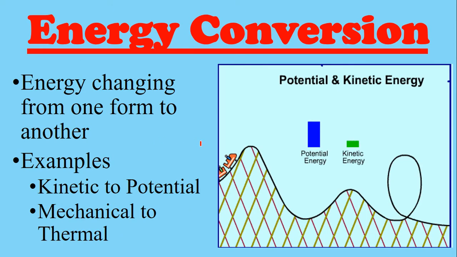So energy conversion. This is when energy changes from one form to another form. So examples are like kinetic energy to potential energy, or even mechanical energy to thermal energy. You see a roller coaster over here, and the GIF is showing how kinetic energy and potential energy is changed throughout the roller coaster.